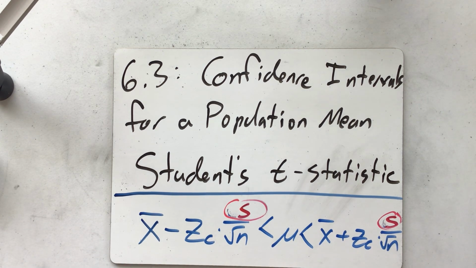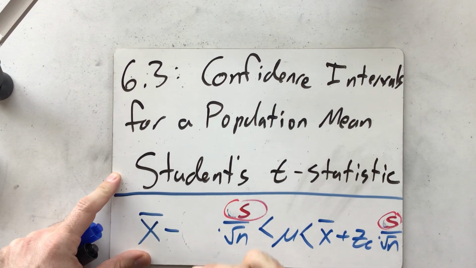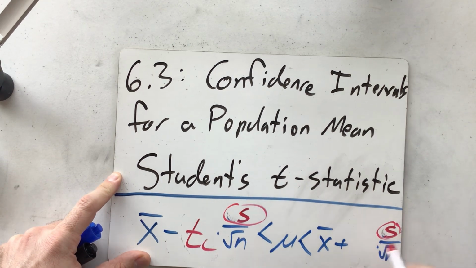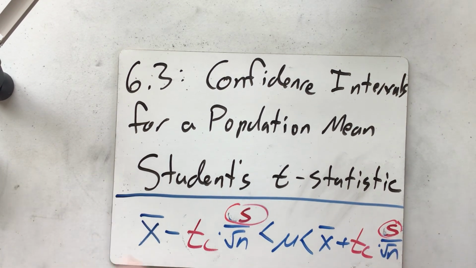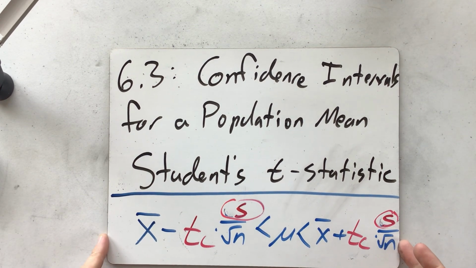Now the problem is we can't just keep everything else in the formula the same. What we have to change is our critical value. And instead of being ZC, we're going to use something called TC. So this is going to be our new confidence interval formula. We're going to use TC, and we're going to use S. And there we go. But in order to do that, I need to introduce something called a student's t-distribution.